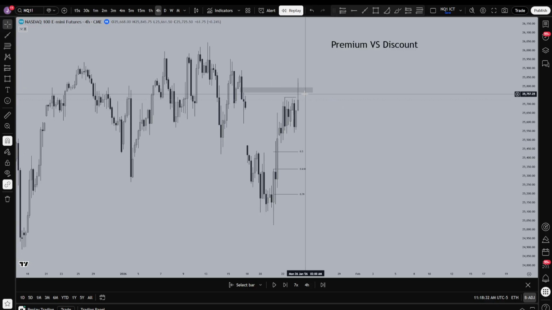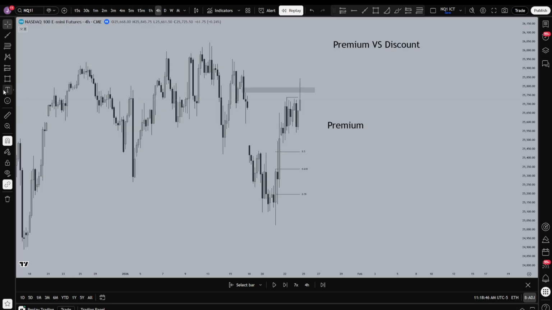So now on the higher time frame, we want to see us retrace into discount of the range. So I'll label it right here. This is a premium of the range, and this is discount. If we're buying and we see that we're in an uptrend right here, we want to be buying in discount, and if we're shorting, we want to be shorting in a premium.